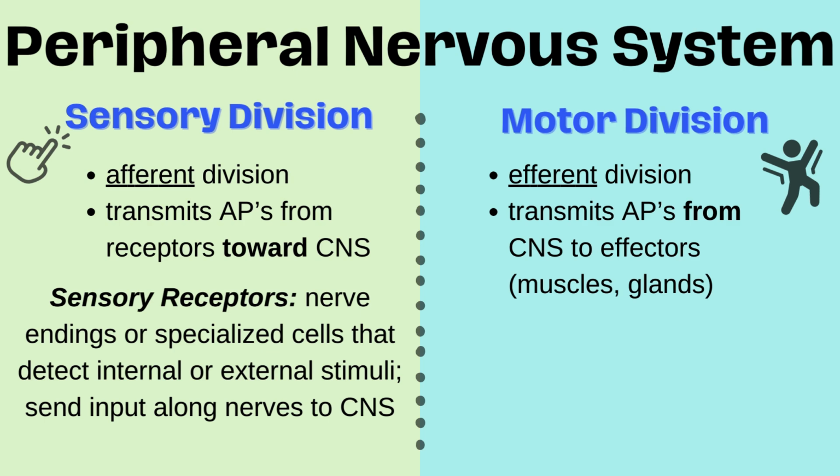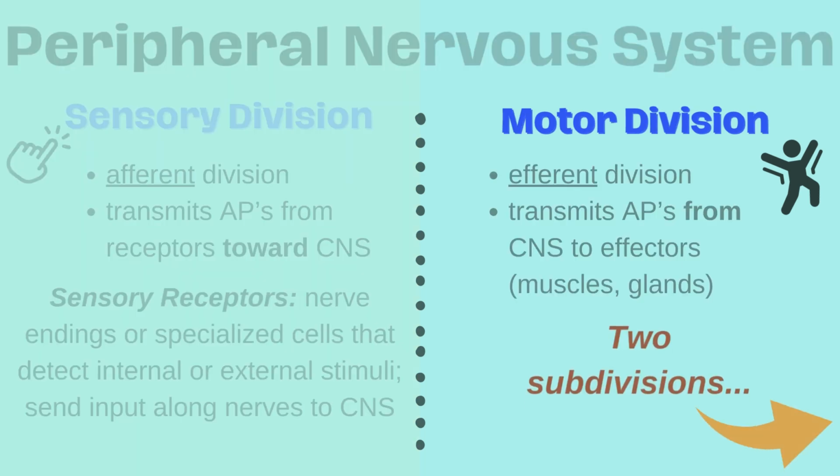The motor division of the PNS is also known as the efferent division. It transmits action potentials from the central nervous system to effectors, like muscles or glands. I remember efferent and effectors. So the efferent division sends information to the effectors.